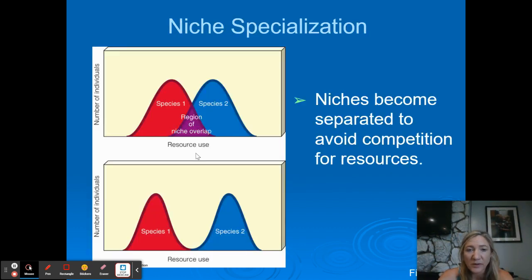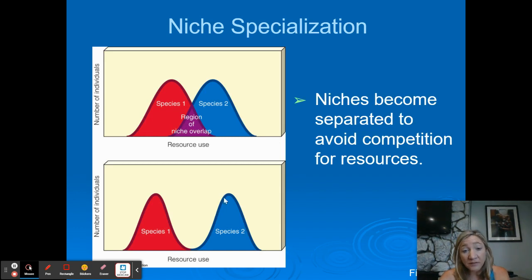When we talk about niche specialization, a lot of times species have overlapping ranges of resource use, whether that be habitat or food source, that doesn't matter. There's often overlap, and when there's overlap, a couple of things can happen. Oftentimes, one species will beat out the other one for resource use, and we'll look at that on the next couple of slides. Not always. Sometimes the species will have completely separate things that they use, but oftentimes there is overlap.